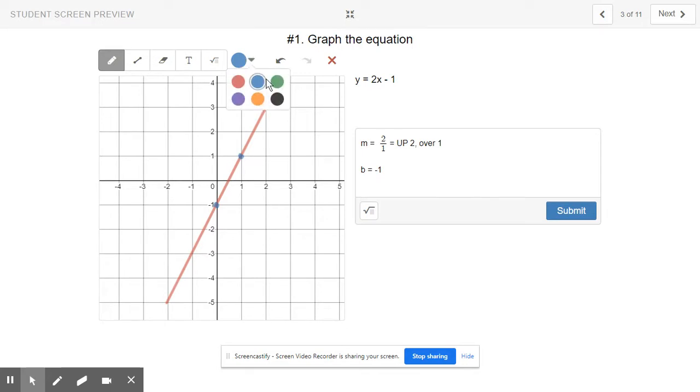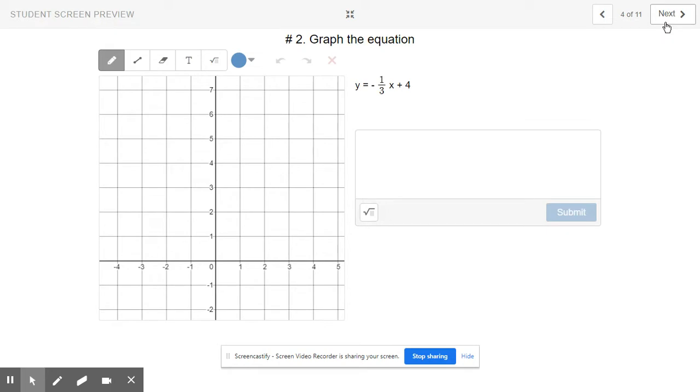You can double check yourself, right? If we draw that triangle in, we can double check that it's correct, right? We have a rise of 2, a run of 1. So that gives me my slope of 2 over 1. And I notice it's crossing at -1. So I can tell that that is correct for that equation.